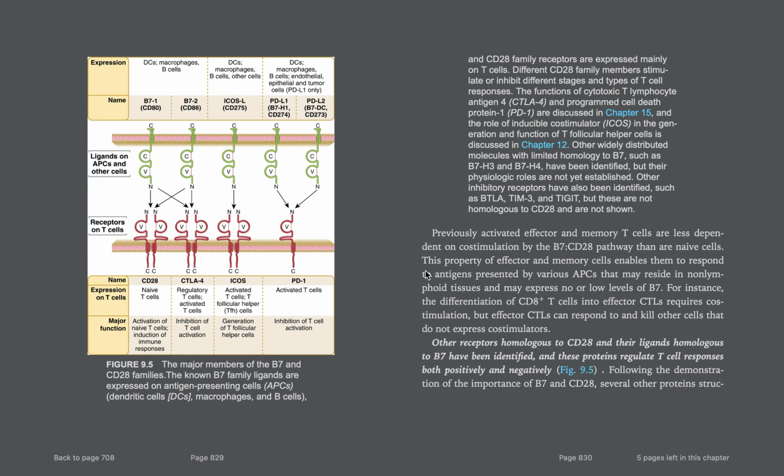So these are diagrams which are important to pass through. As I can see here, in the expression of dendritic cells and macrophages, you will see there is B7-1 and B7-2. In dendritic cells, macrophages, B cells and others, there is ICOS ligand as a receptor. Then in dendritic cells, macrophages, B cells, endothelial and epithelial cells, there is also PD-L1 and other ligands for receptors.